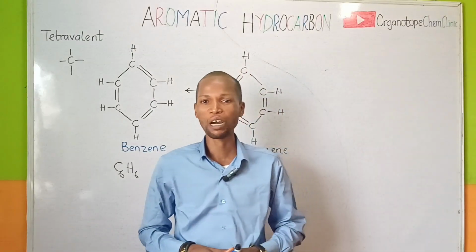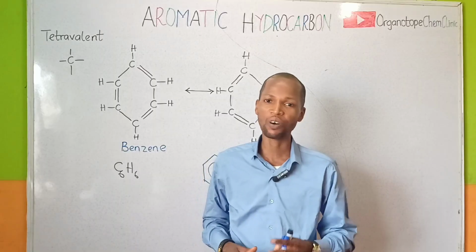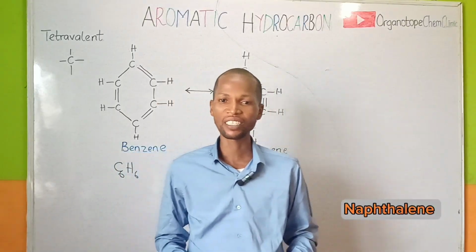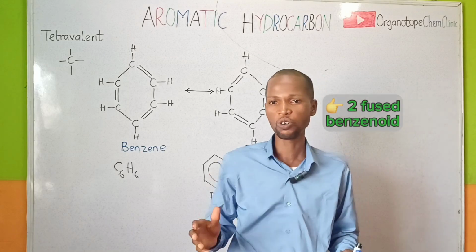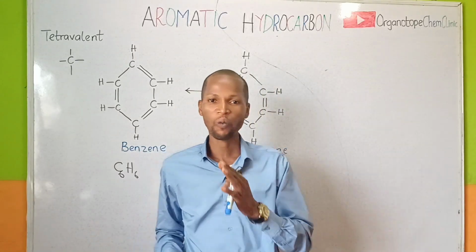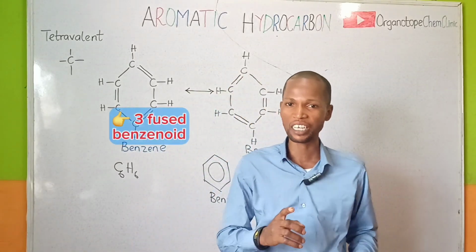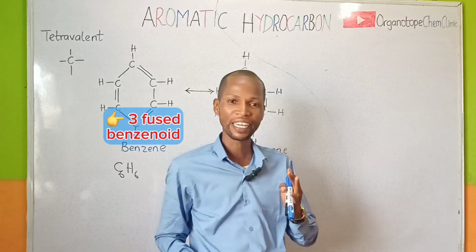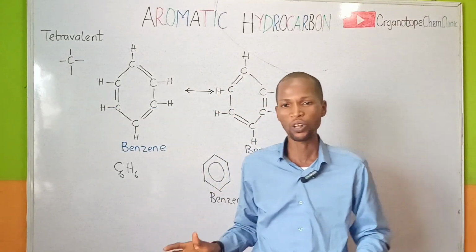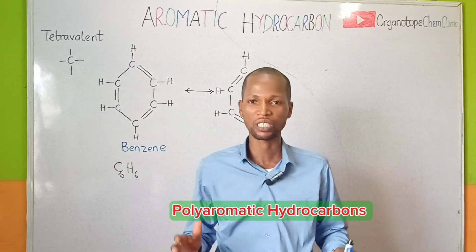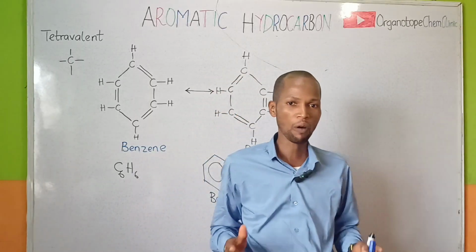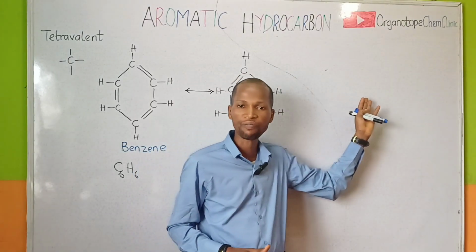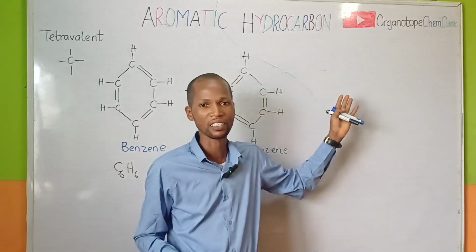Moving on, other examples of aromatic hydrocarbons include naphthalene and anthracene. Naphthalene contains 2 fused benzenoid structures, while anthracene contains 3 fused benzenoid structures. They are regarded as polyaromatic hydrocarbons because they contain more than 1 benzenoid structure. Can we identify naphthalene and anthracene right here on the board?